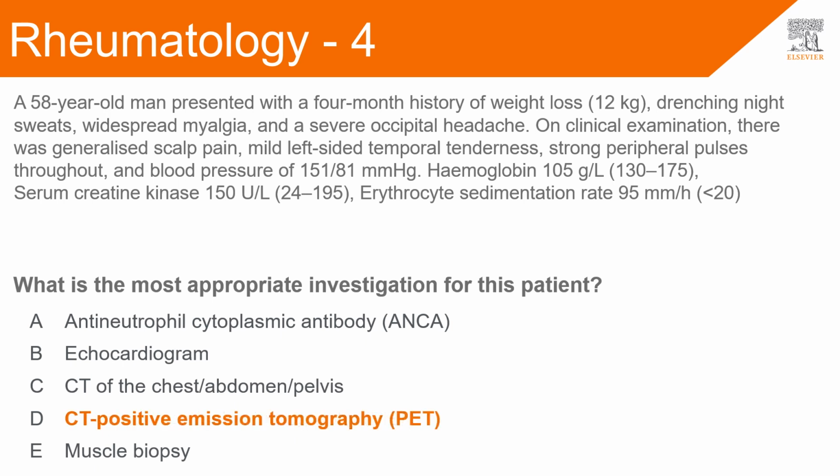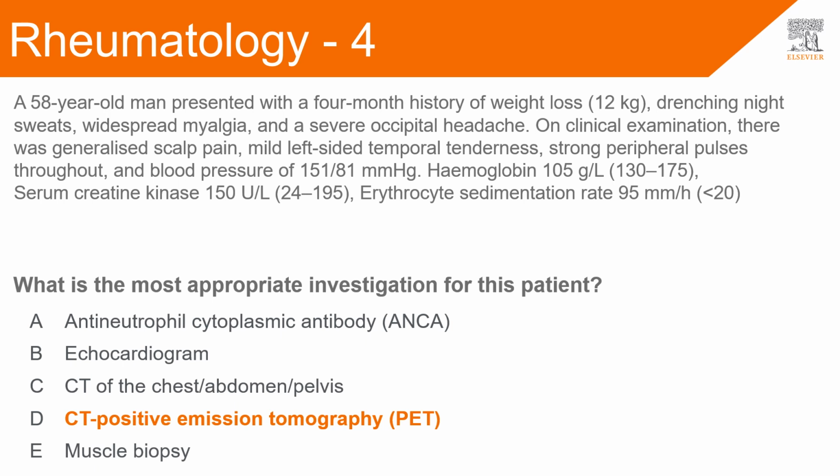The answer is D, CT PET scan. So why? Let's have a think about what this condition has. This patient's symptoms are weight loss, night sweats, constitutional symptoms basically, and myalgia. They also have severe occipital headaches, and that suggests to me an overall systemic inflammatory process. Now the examiner gives you some further information here.